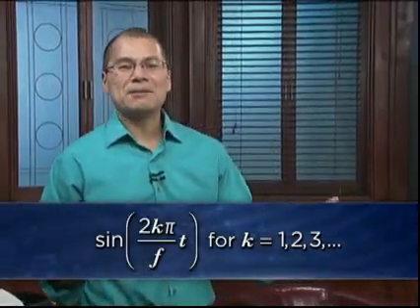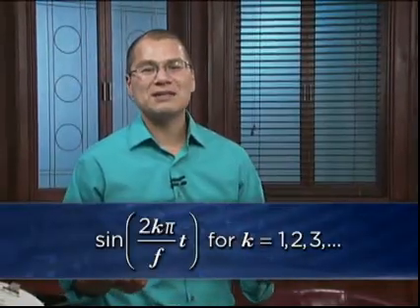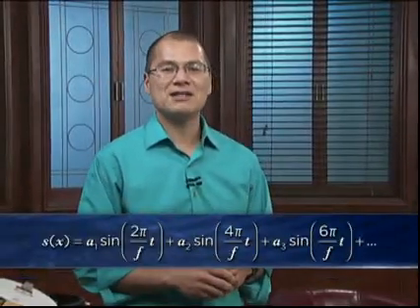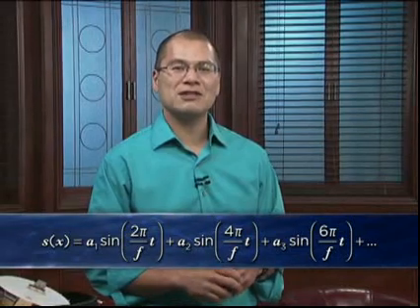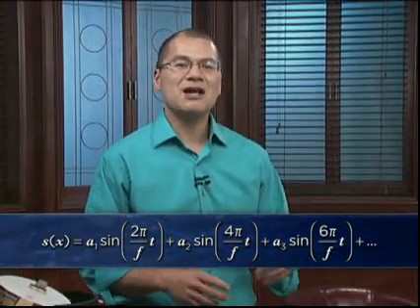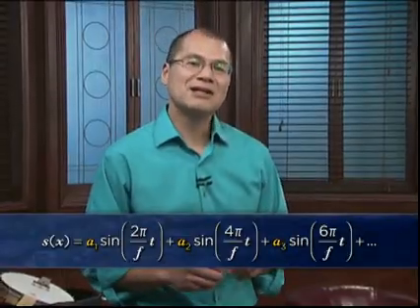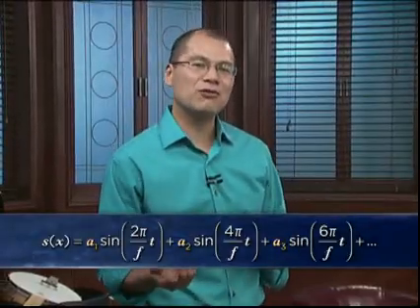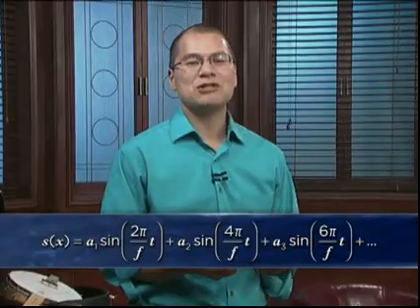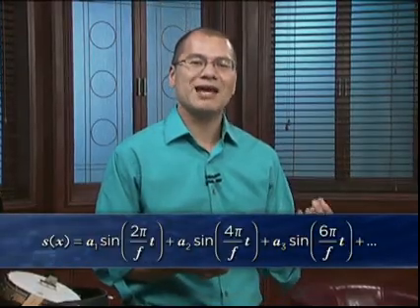We might try to add up and get a sawtooth wave, s of x, by taking sine of 2π/f t, plus sine of 4π/f t, plus sine of 6π/f t. And we might think about taking different amounts of those, and those are the a_k's. And so now we've reduced it to a different question. How much of each one of those ingredients should we take? What should the a_k's be?